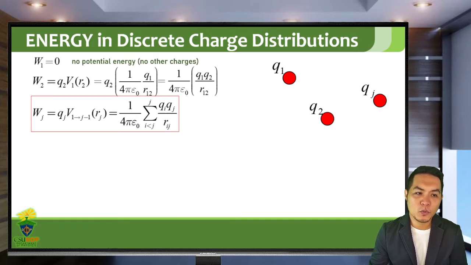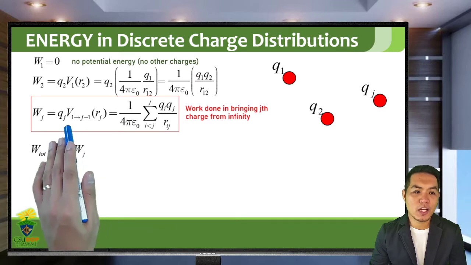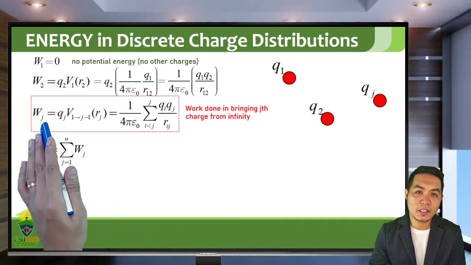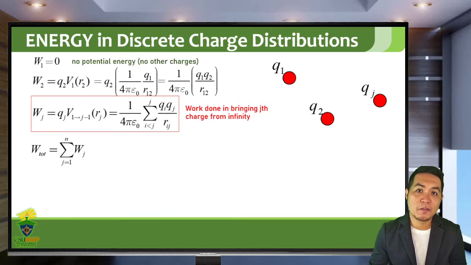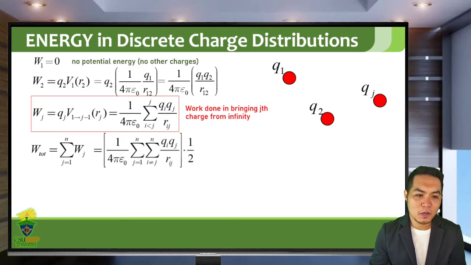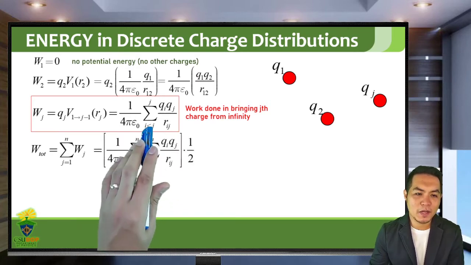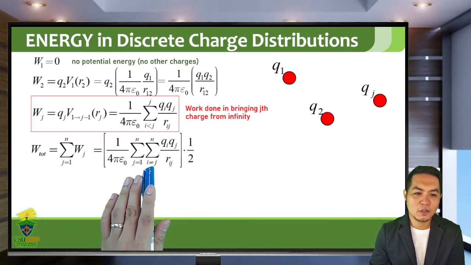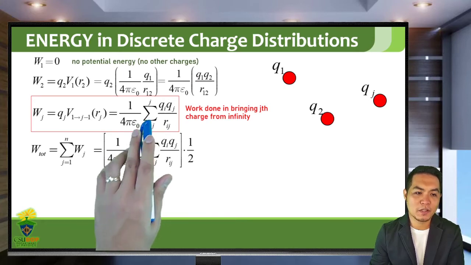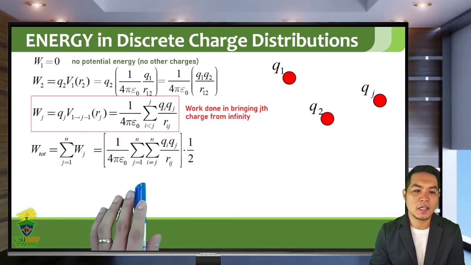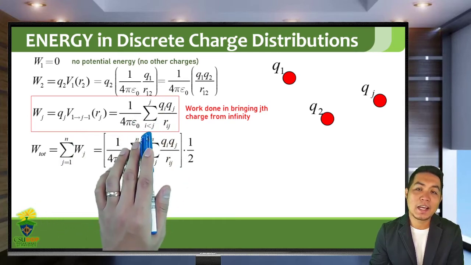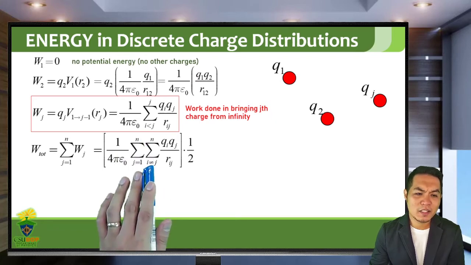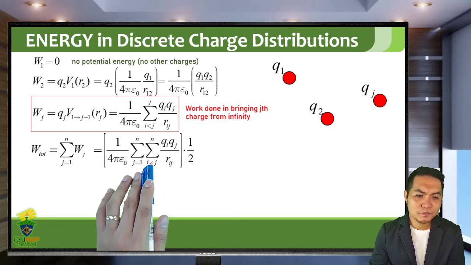Now if you want to find the total work done in assembling that discrete charge distribution, this system, then you have to add all of the work done in bringing each of the individual charges. Instead of having this summation, we can have a double summation here. There's a summation here, and if you sum over this summation, there's a double summation. But instead of having i is less than j, we can actually just say i is not equal to j.